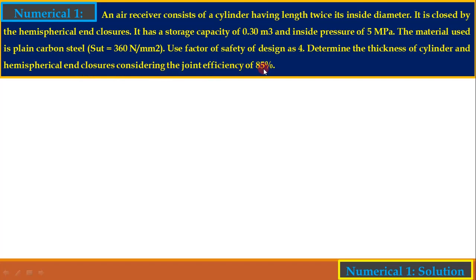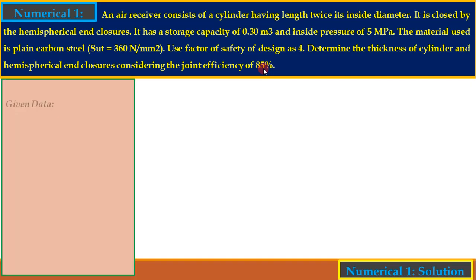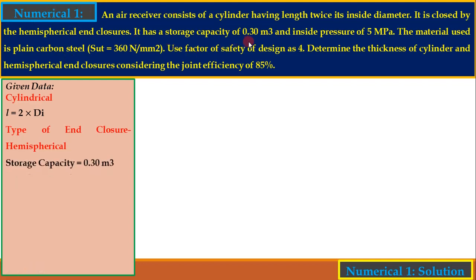So with this problem statement, let us write the given data first. The type of shell is cylindrical shell. Then the length of the cylinder is equal to twice its inside diameter, so we can write small l is equal to twice into di. Then it is closed by hemispherical enclosure, so type of enclosure is hemispherical enclosure. Then it has a storage capacity of 0.30 meter cube, which indicates the total inside volume of this pressure vessel.